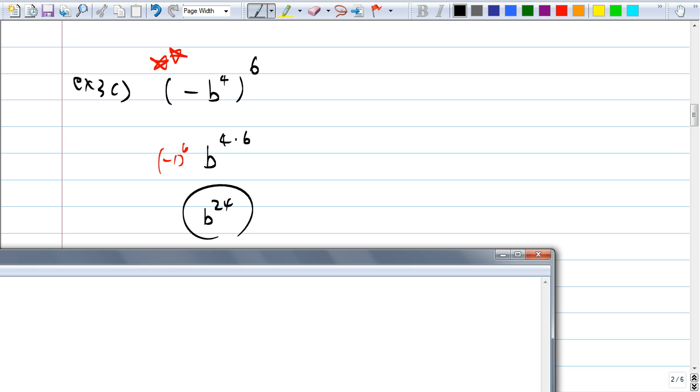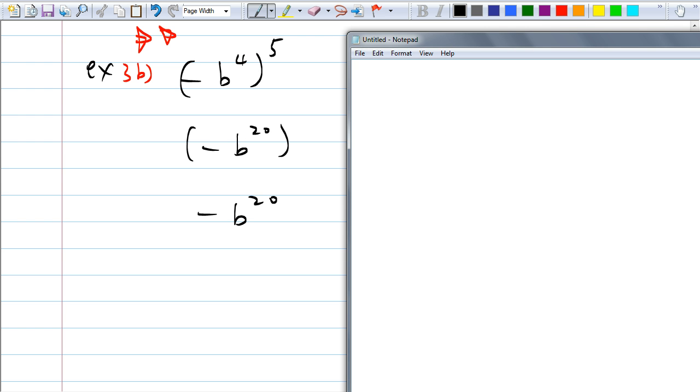Then how come for example 3b, 20 is even, so why was... Okay, let's go back to example 3b. Okay, hold on. Carolyn, you had a question. Here's example 3b. I copied it again, right? What is the base of this exponent? Negative b to the 4th. But how many times are you multiplying it? Is that odd or even? And when you multiply a negative number an odd number of times, does it become positive or negative? Negative. That's the difference right here.